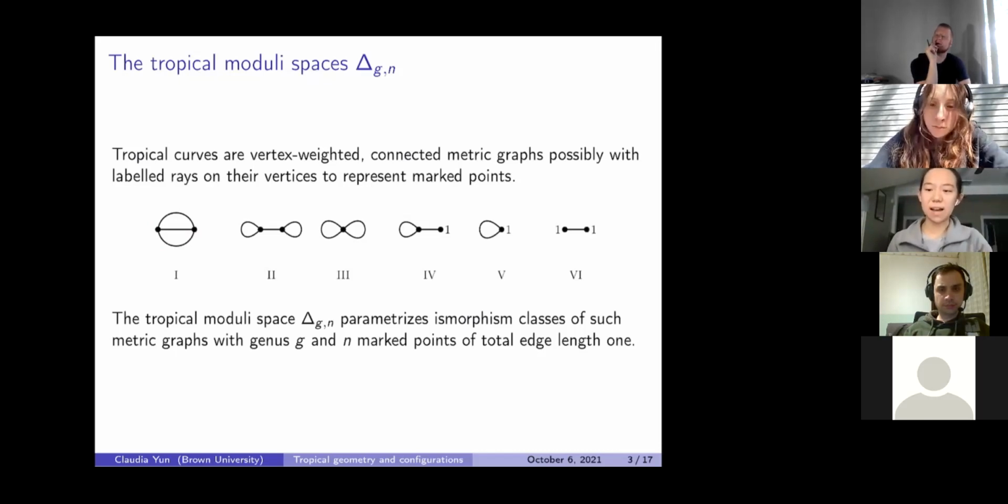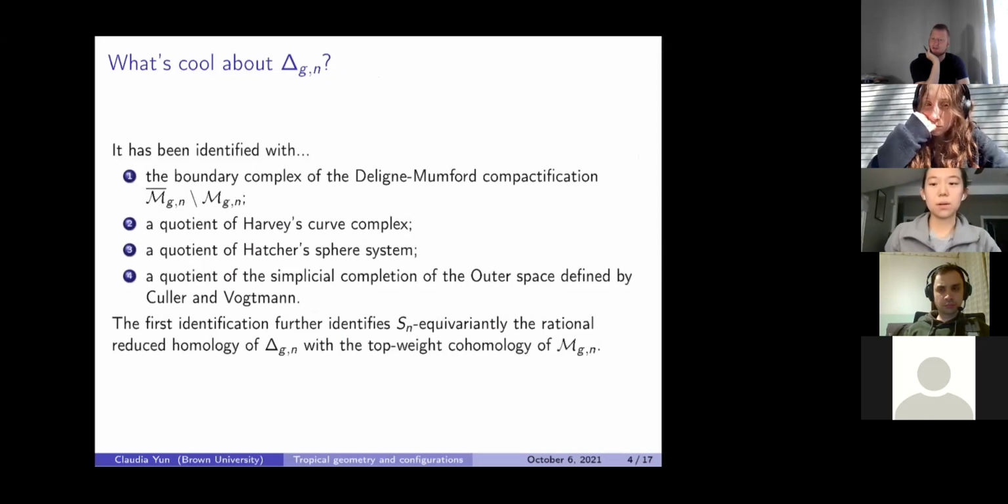However, it's not exactly a delta complex because we have this term isomorphism classes here. So since it's parameterizing isomorphism classes, we might have some weird self-identifications on these simplices. But for now, you can sort of just think of ΔGN as a delta complex, but some simplices might be glued to itself.